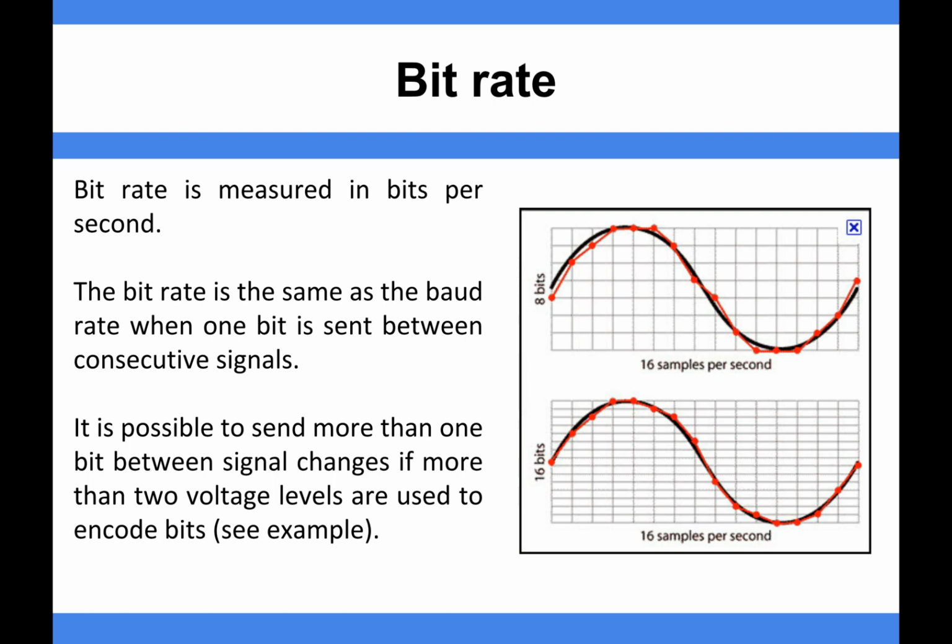So it's very easy to understand that if you've got your voltage levels down the side, you could have one voltage level here, let's say that top line being 1, the bottom line being 0. You could have 0 or 1 per signal change. You could have it like that. Well, in reality, it doesn't work like that. You send more than 1 bit per signal change.